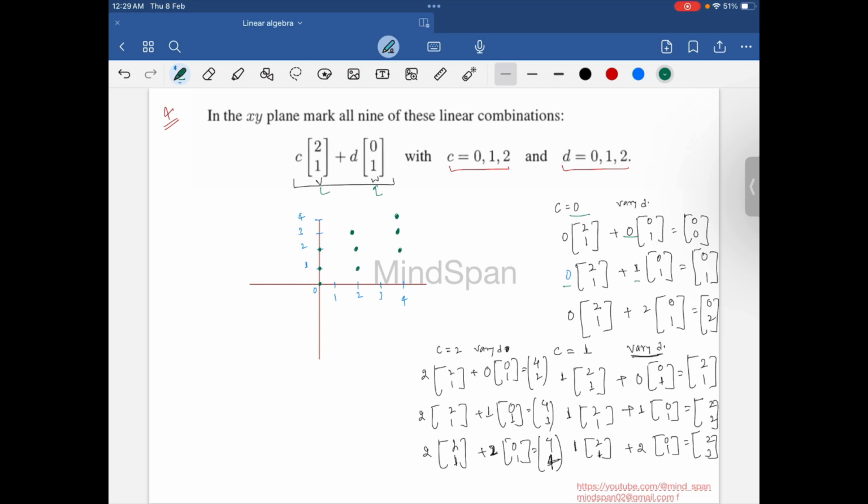All right, so these are the points, and if you want to look at them in terms of vectors, this is the first vector at 0 0 that we are getting, and this is the second one, this is third, and this is fourth, and this is fifth, 6, 7, 8, and 9.